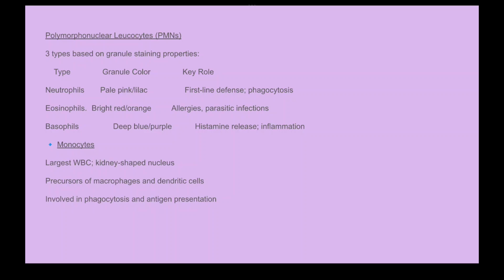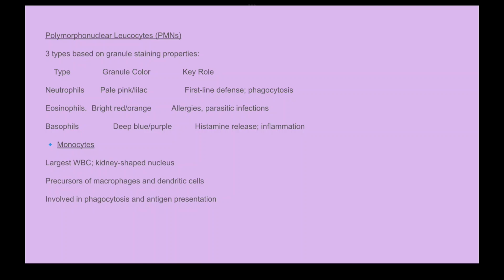The neutrophils have granule colors which are pale pink or lilac, and the role of neutrophils is first line defense and they are phagocytic in nature, that is, they consume the whole foreign object or microorganism that is causing disease or infection inside the human body. Hence they are called the first line defense in the human body.